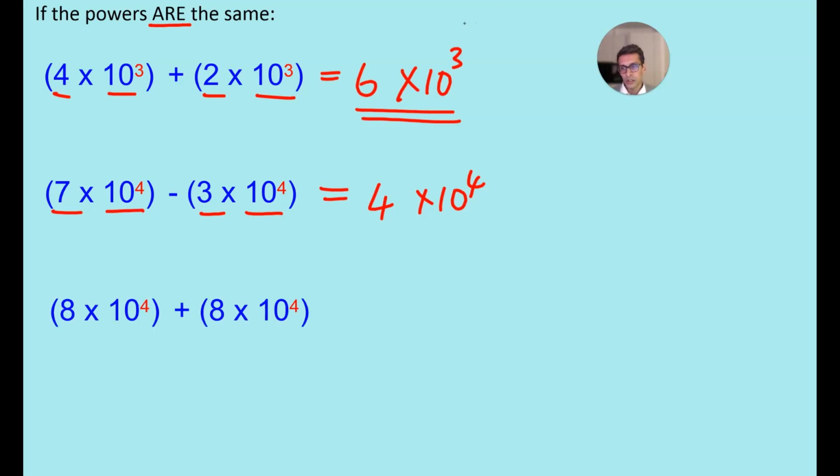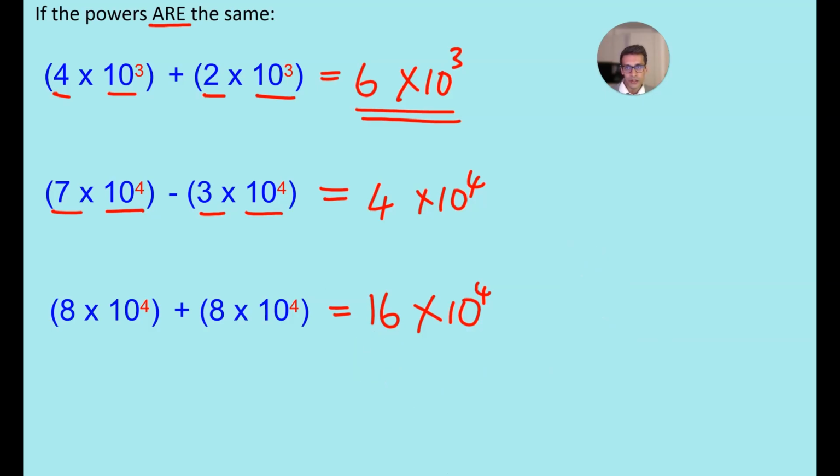Now there's a special example here where the powers are the same, so we can add this in a relatively straightforward way. So 8 lots of 10 to the power 4 plus 8 lots of 10 to the power 4, well, that's going to mean that we have 16 lots of 10 to the power 4. However, you need to make sure that you see this is not in standard form as your final answer, so you may need to convert this into standard form.